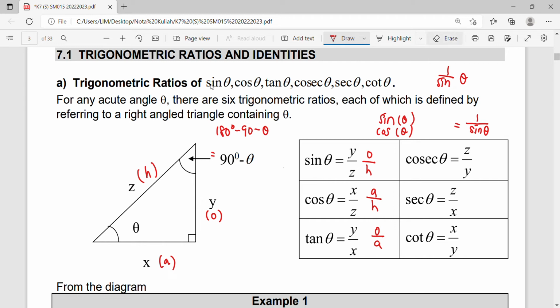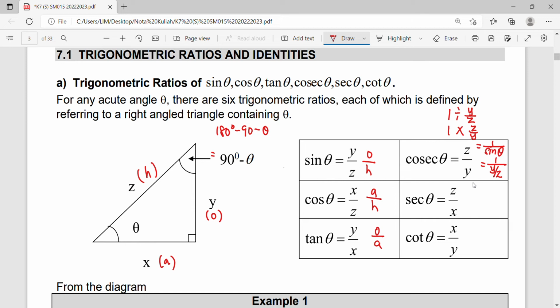Okay, so when we want to write cosecant, we have to write it properly. Cosecant is equal to 1 over sine theta. Sine theta just now is y over z, so 1 over y over z. Simplify this, z over y. Why does it become like that? Because 1 divided by y over z equals 1 times the inverse of the fraction, z over y. So it becomes z over y.